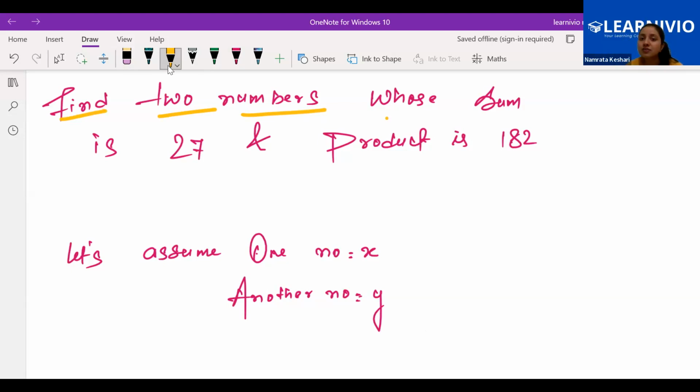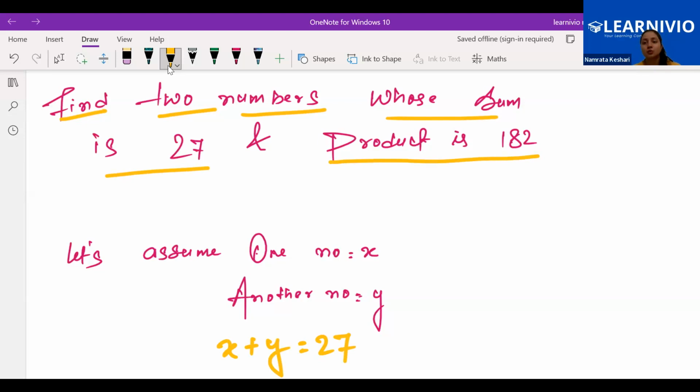Only the condition is given that the sum is 27. So the sum of these two numbers is 27. That is given as one of the conditions. And what next? The product is 182. So here the concept of linear equations in two variables will help. If we have not covered that, don't worry, I'll be explaining the process over here, whatever will be required for now.